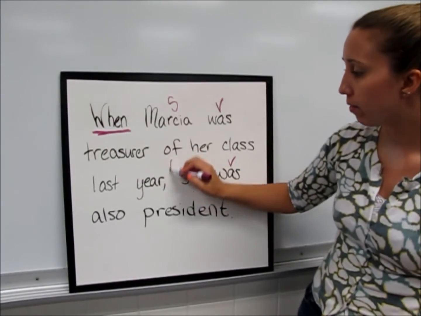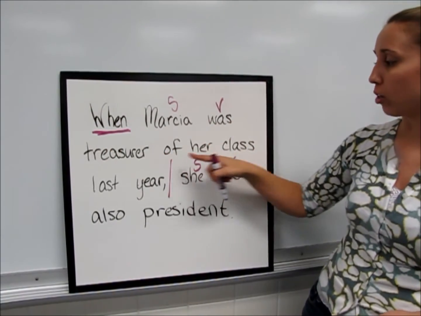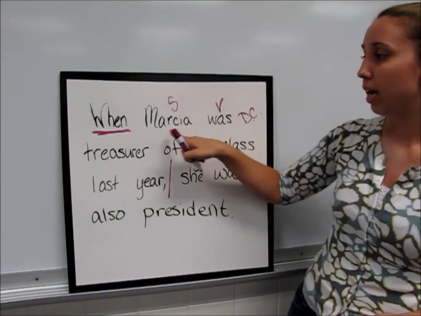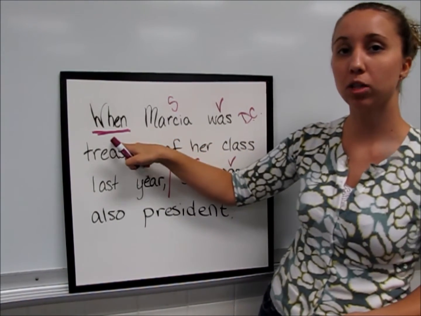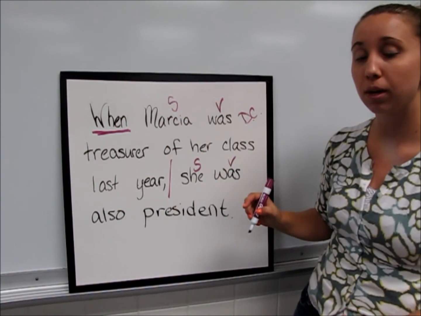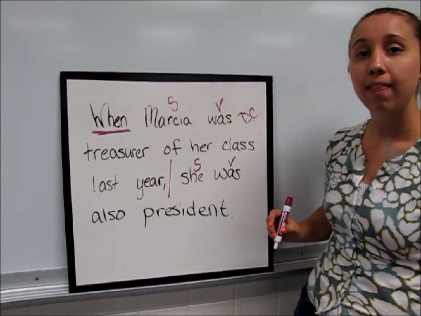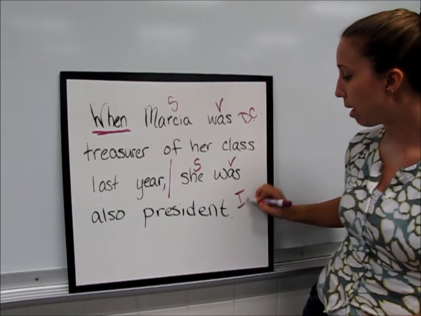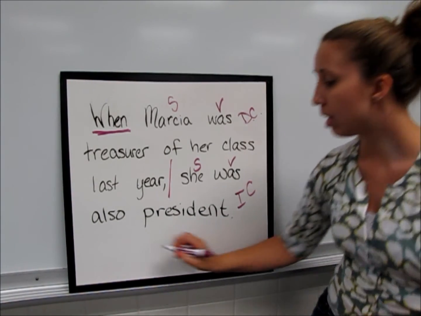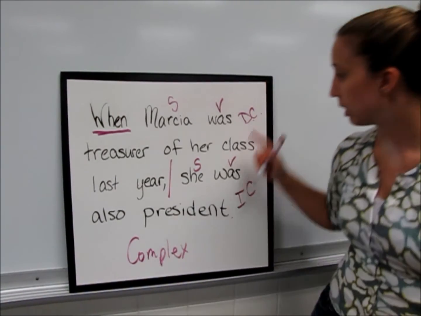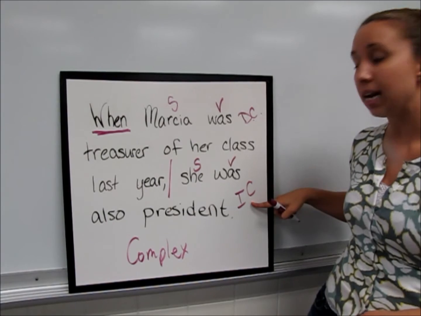So here, if I draw my line here, when Marcia was treasurer of her class last year, this is a dependent clause. It has a subject and a verb, but it starts with an adverb. It does not express a complete thought. In the second part, she was also president. That could stand alone, so that's an independent clause, which means this is a complex sentence because I have my dependent clause and an independent clause.